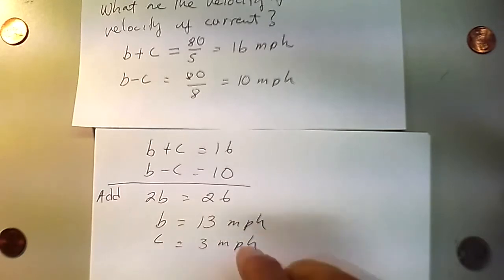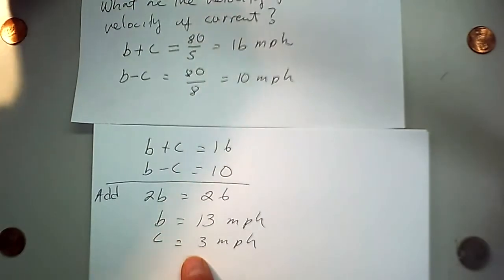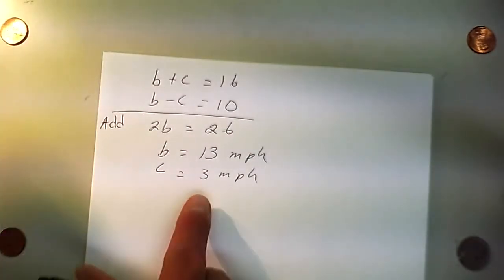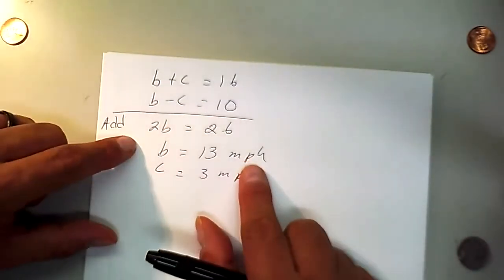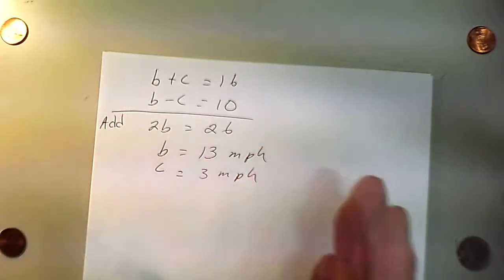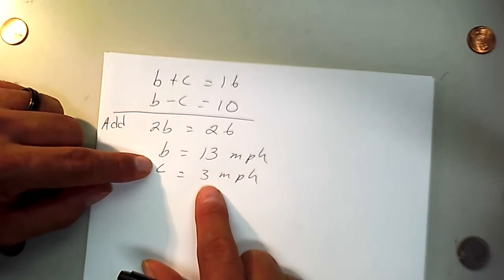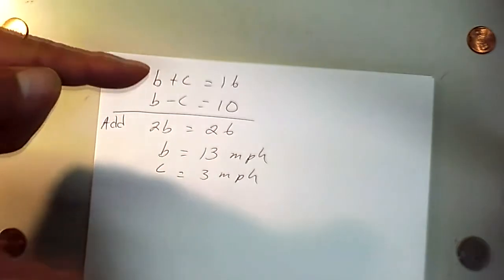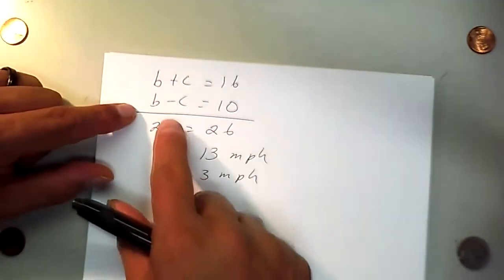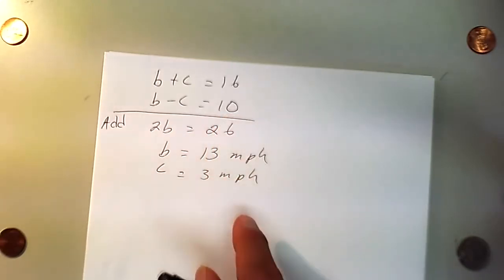miles per hour, which is like a walk. A normal walk, at least my walking, is about 3 miles per hour. So it's like a person walking, and the boat is going at 13 miles per hour by itself. Together, they go at 16 miles per hour. When the boat is going forward at 13 and the current is going back at 3, we net 10 miles per hour velocity, which makes sense.